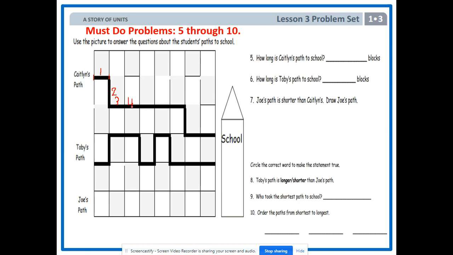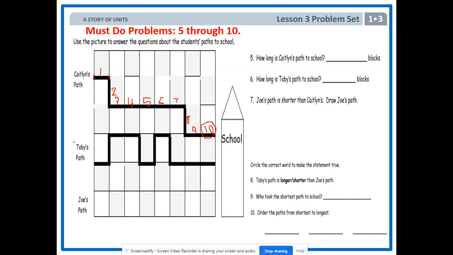4. Sorry for my numbers. 5. Make sure you write your numbers way neater. 6, 7, 8, 9, and 10. Let's circle so we know that this is the length of Caitlin's path. Go ahead and press pause if you need more time to label Caitlin's path, and press play when ready.